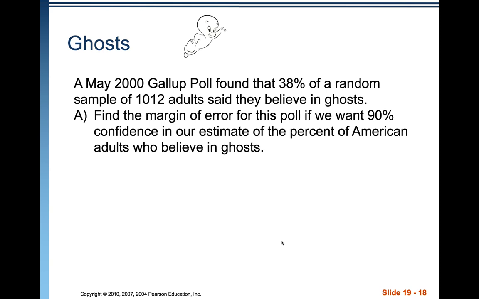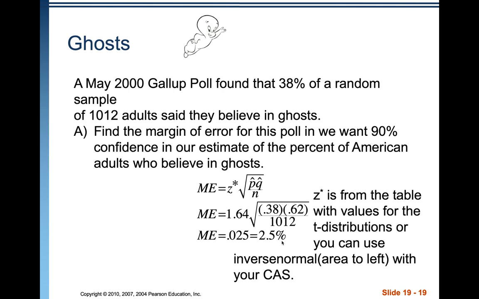A May 2000 Gallup poll found that 38% of a random sample of 1,012 adults said they believe in ghosts. Find the margin of error for this poll if we want a 90% confidence in our estimate of the percent of American adults who believe in ghosts. All right, so we are going to plug in our values. We're looking for the margin of error here. We know what n is, so this is a little different than the last thing that we talked about so far. So don't let that confuse you.